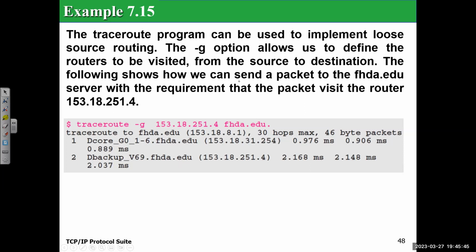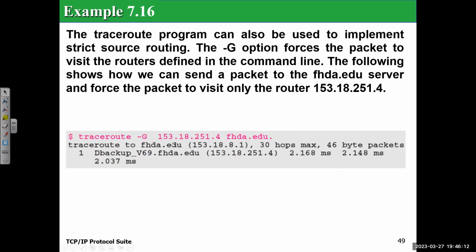The following shows how you can send a packet to the FHDA server with the requirement that the packet visit this route. So you have to visit this route, this IP address. You cannot use different routes. You have to go through this one. That's why it's called loose source route. So you have to go through this IP address. Again, you don't have to memorize that, I'm just telling you for your own information.